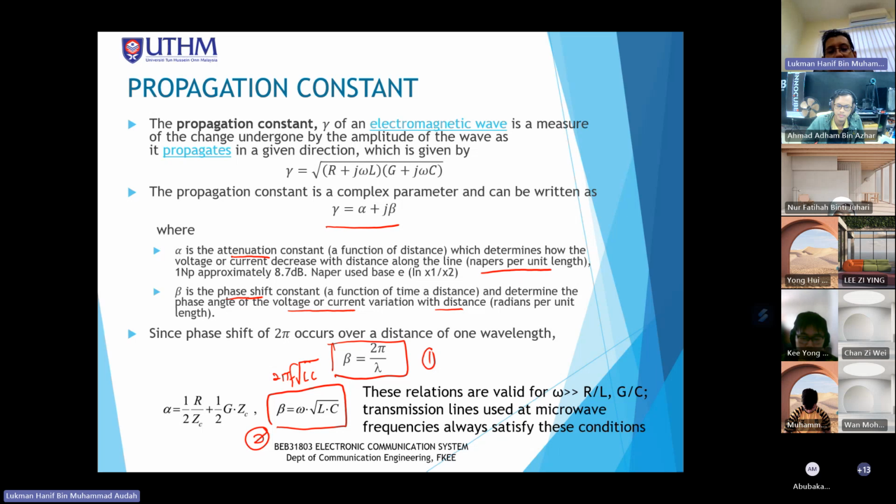We have asked these parameters in the final exam in the previous semester, where we give you the frequency of the transmission, the inductance parameter, and the capacitance parameter of the transmission line. From there, students can calculate the phase shift constant, the beta parameter. We're going to see the example later after this.